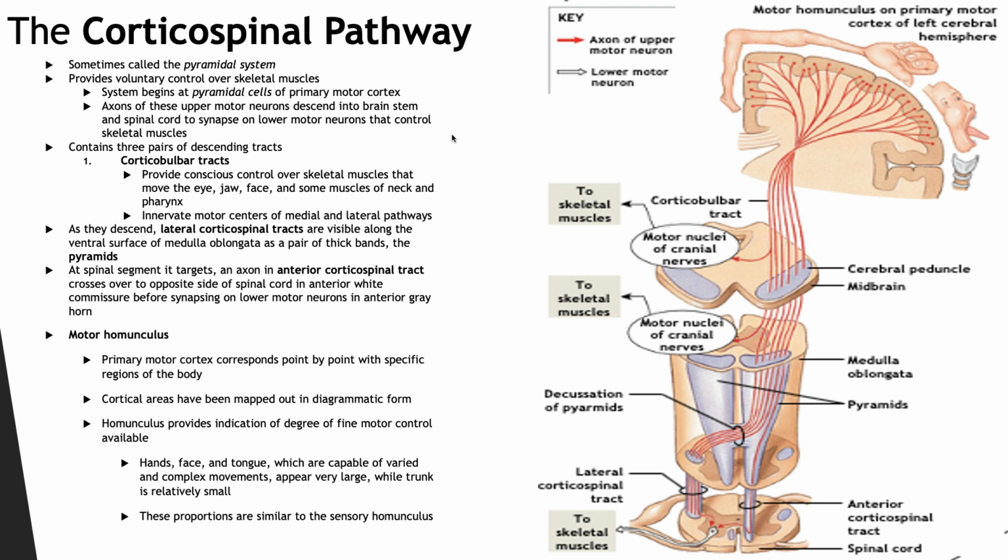Then, at the spinal segment and its targets, an axon in the anterior corticospinal tract crosses over to the opposite side of the spinal cord in the anterior white commissure. The axon synapses on lower motor neurons in the anterior gray horns.